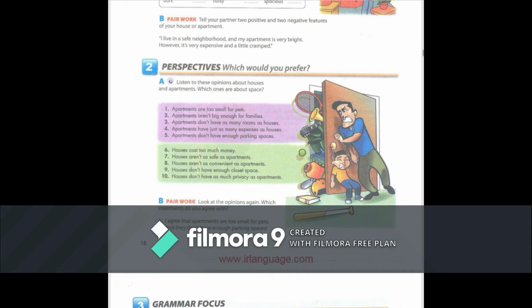Okay, so look at the opinions again. Which statements do you agree with? As I said before, I agree that apartments are too small for pets. Yes, I agree with that. And they don't have enough parking spaces. Okay, I agree with that. According to me, I say apartments are big enough for families. Okay, I agree. While I disagree that houses aren't as safe as apartments. I disagree with this one.